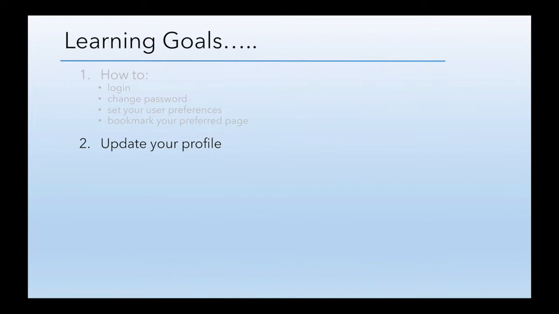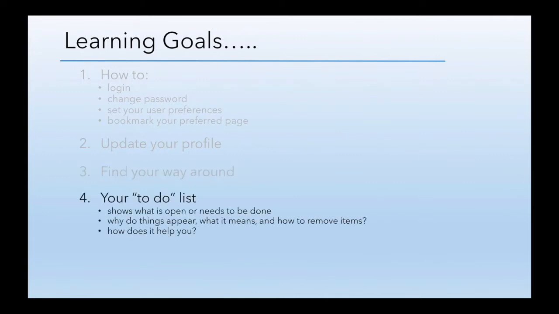Second, let's actually go into the system and update your profile. That's important because you'll get a lot of choices about how you'd like to see things. Third, let's take a bit of a tour, and then when we're done, in the time of practice that follows, take some time to find your way around. Finally, let's have a look at your to-do list, because it shows what's open. Just like a piece of paper on your desk, it's a place to show you what needs to be done, and things will appear and disappear as they get finished.